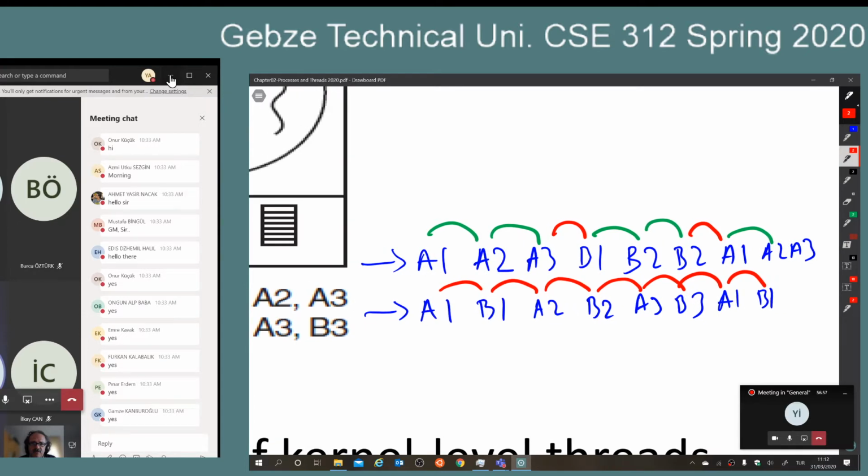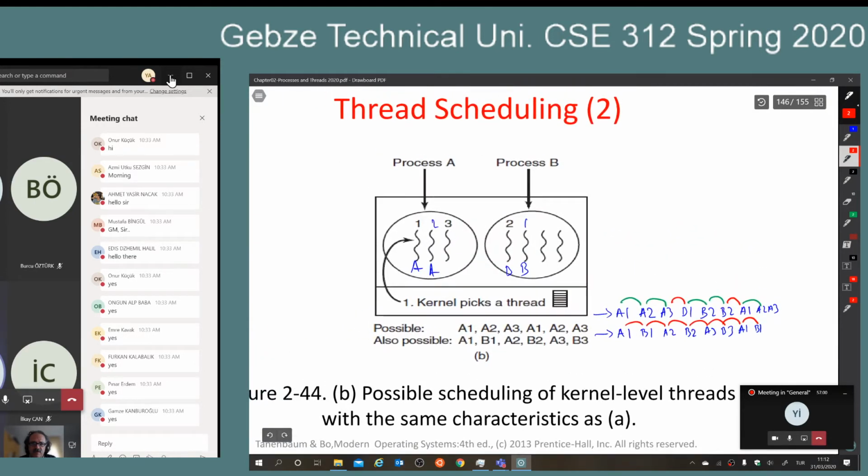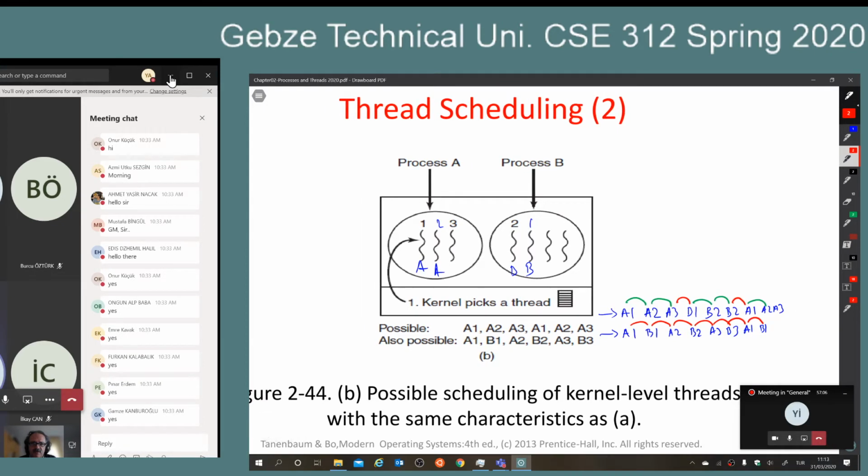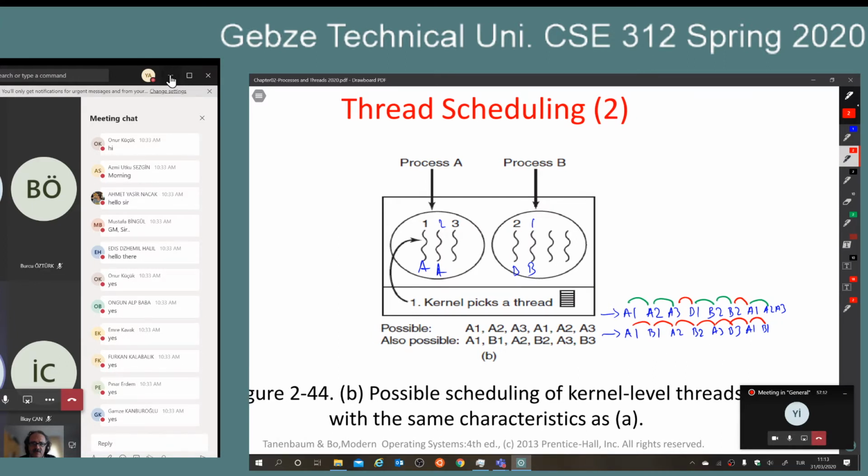Okay, so we like the first line better, but again, the first line could be achieved with both user level threads and kernel level threads. Line 2 could be achieved only with the kernel level threads. So what was the biggest problem with the user level threads? Blocking system calls. Yeah, that's correct. Exactly. Blocking system calls is the biggest problem with the user level threads.